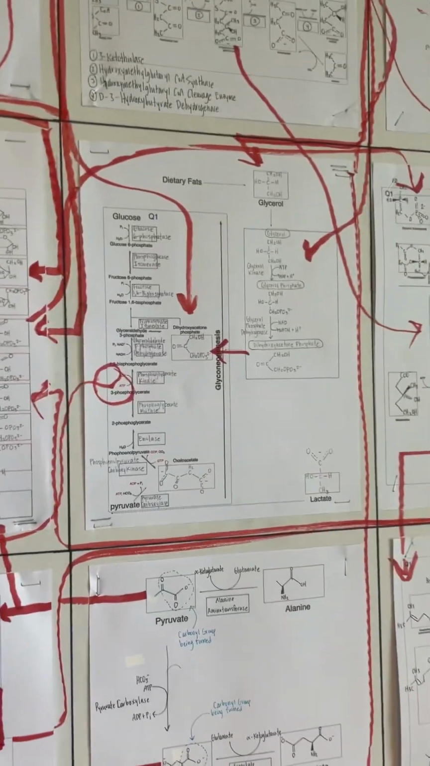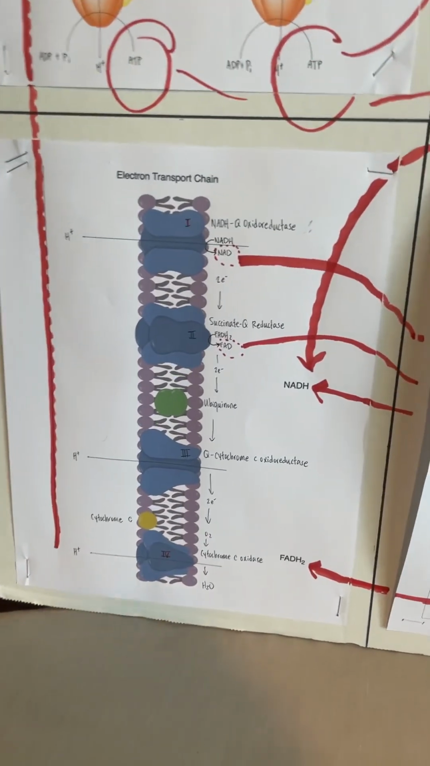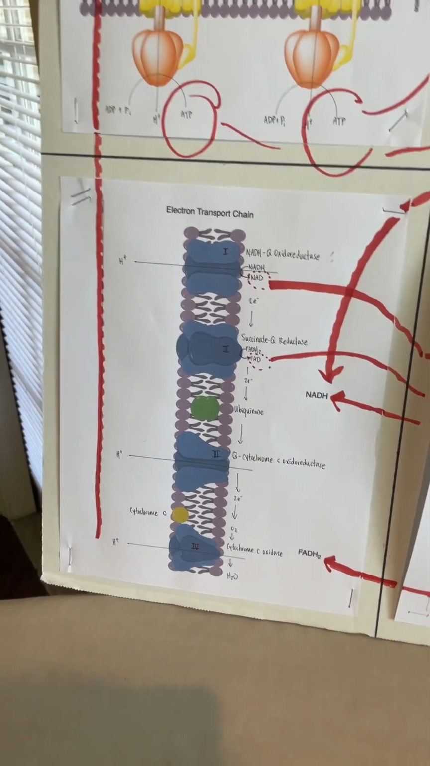So through the intake of dietary fats and the use of acetyl-CoA and glycerol, as well as some amino acids, we can create some ATP and some cofactors which can then be used to enter the electron transport chain.